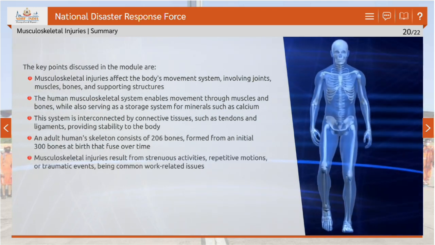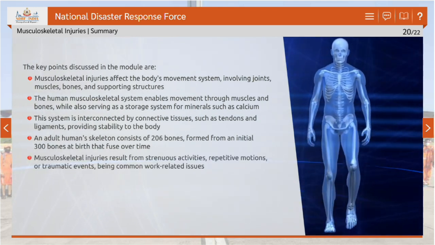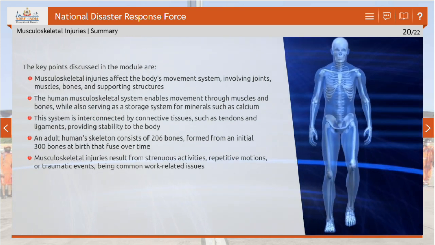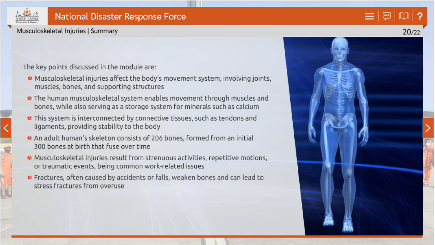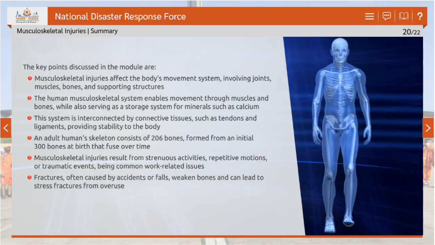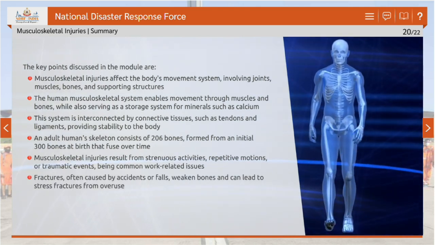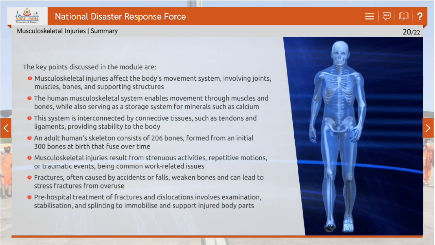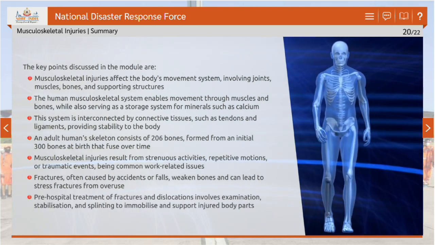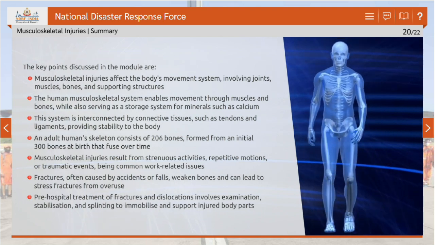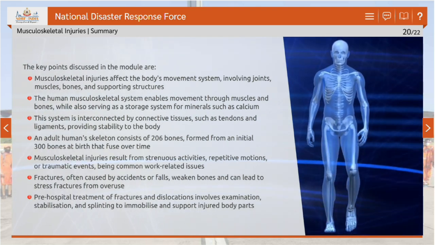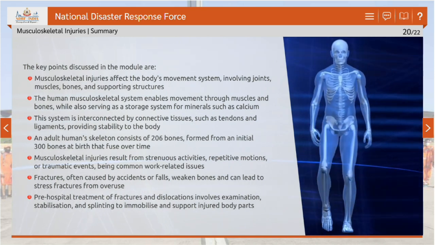Musculoskeletal injuries result from strenuous activities, repetitive motions, or traumatic events. Being common work-related issues, fractures, often caused by accidents or falls, weaken bones and can lead to stress fractures from overuse. Pre-hospital treatment of fractures and dislocations involves examination, stabilization, and splinting to immobilize and support injured body parts.